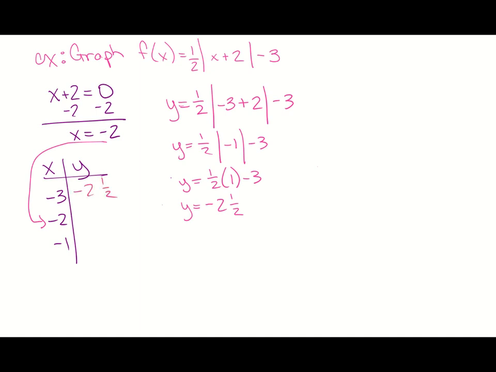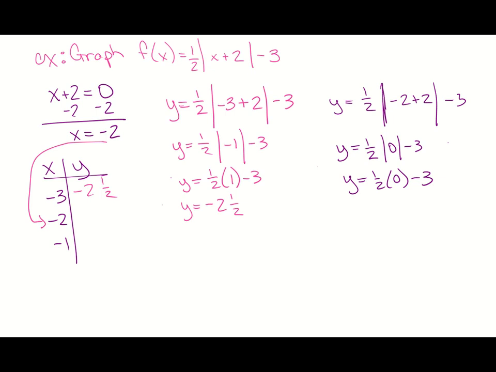Now I'm going to plug negative 2 in. So I've got y equals 1/2, going with the original function again, just plugging in these numbers. Negative 2 plus 2 is 0. The absolute value of 0 is 0. Anything times 0 is also 0. 0 minus 3 is negative 3.